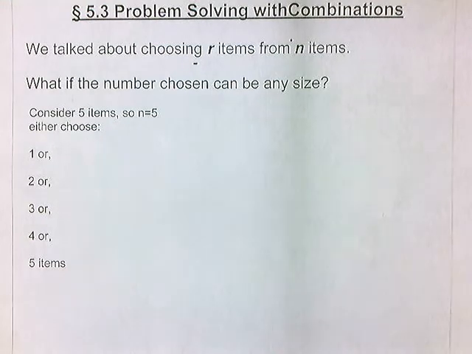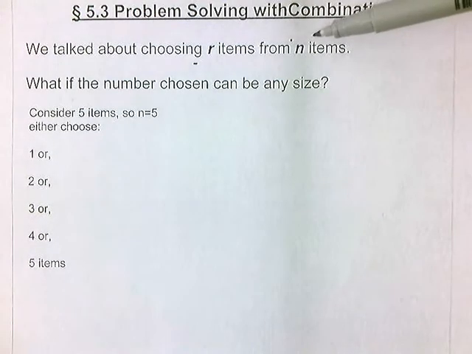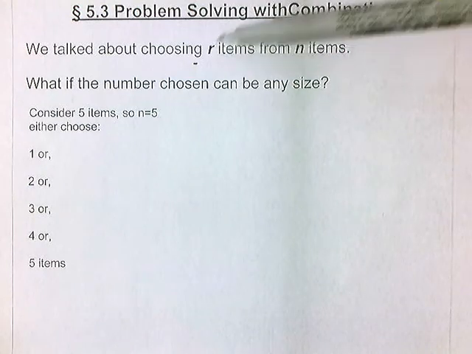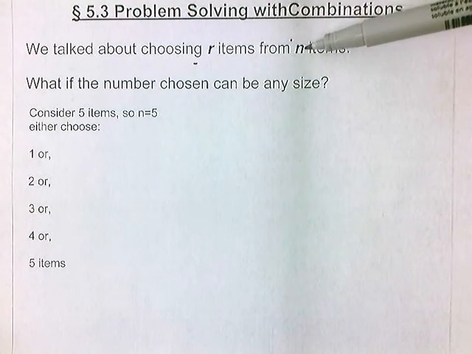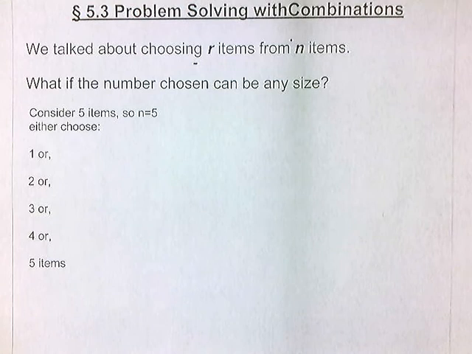Okay, let's take a look at problem solving with combinations. We've been looking at choosing a certain number of items from a group of items, choosing R items from a group of N items. But what happens if the number chosen could be any size? You're kind of unlimited. You could choose one, or choose two, or choose three, or whatever. So let's take a look at an example.